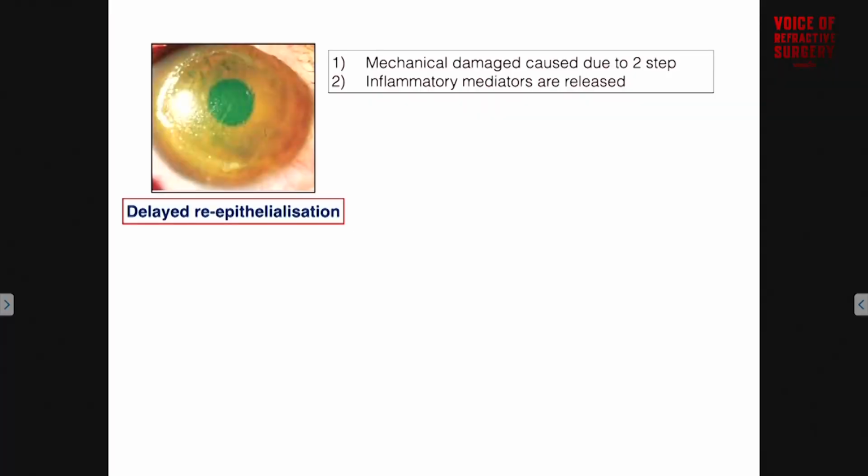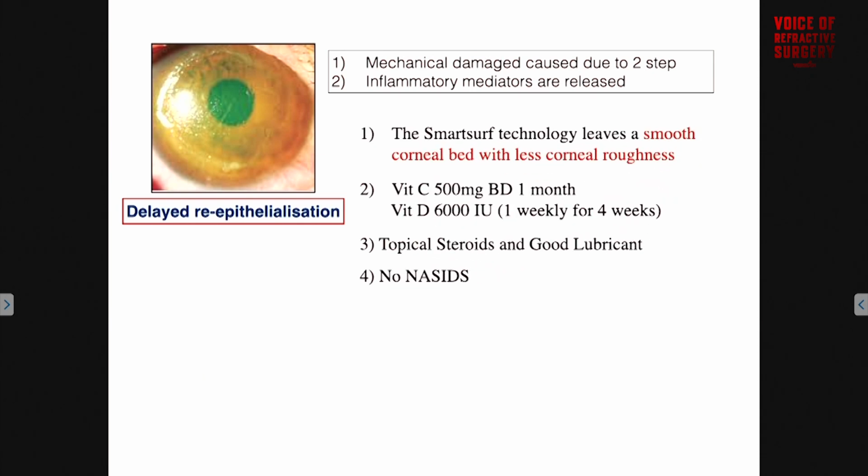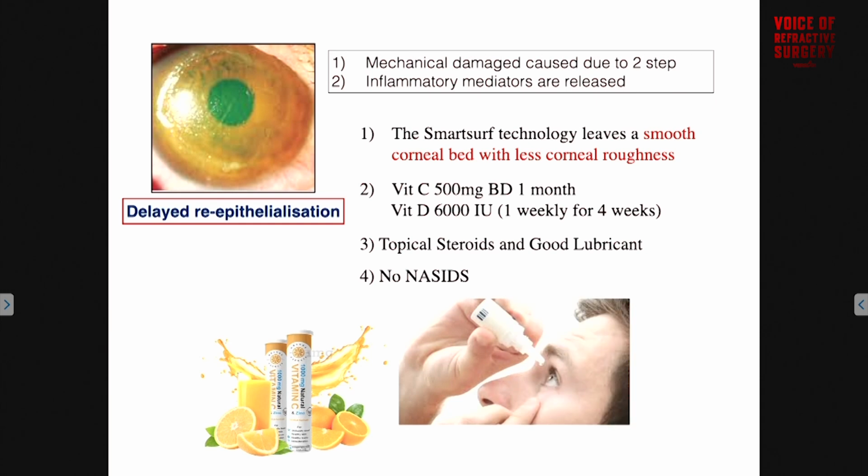Coming to the second point, that is delayed reepithelialization. This usually happens because of the mechanical damage that we cause with the two-step, either the alcohol or the mechanical debridement or the PTK and the PRK. And of course, because of the inflammatory mediators which are released. And how this new technology has overcome that is that the smart surf technology basically creates a smooth corneal bed which has lesser corneal roughness, and hence the epithelium heals very quickly as compared to the previous conventional PRKs. And of course, now we are using better lubricants. We are using better biological cleansing, lubricating eye drops, which has helped us give better outcomes.